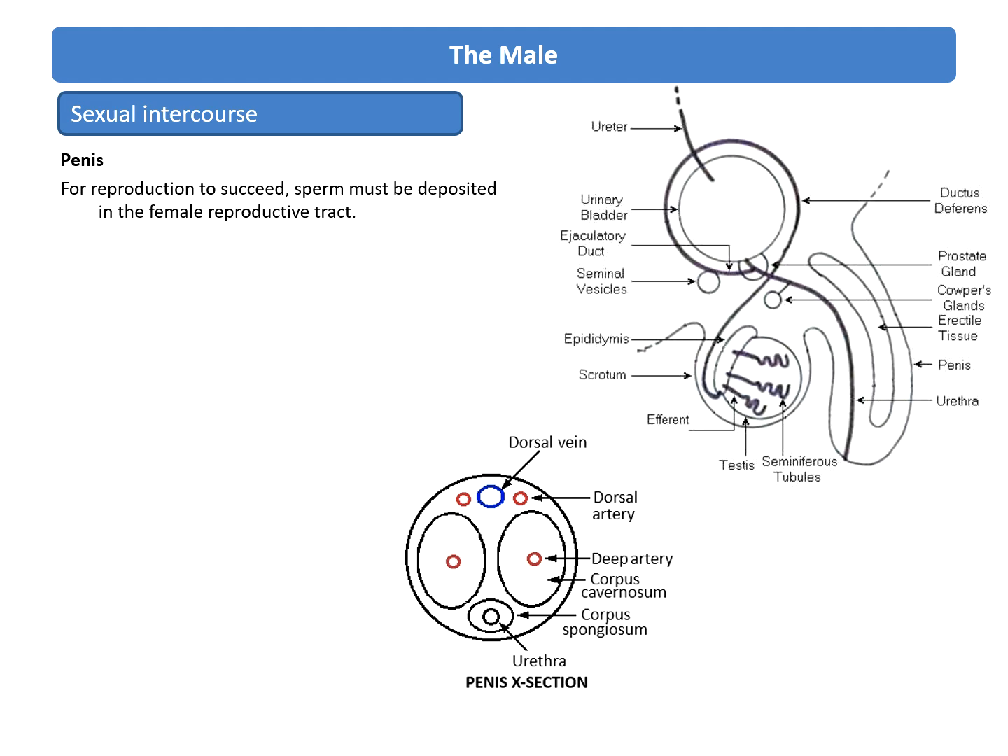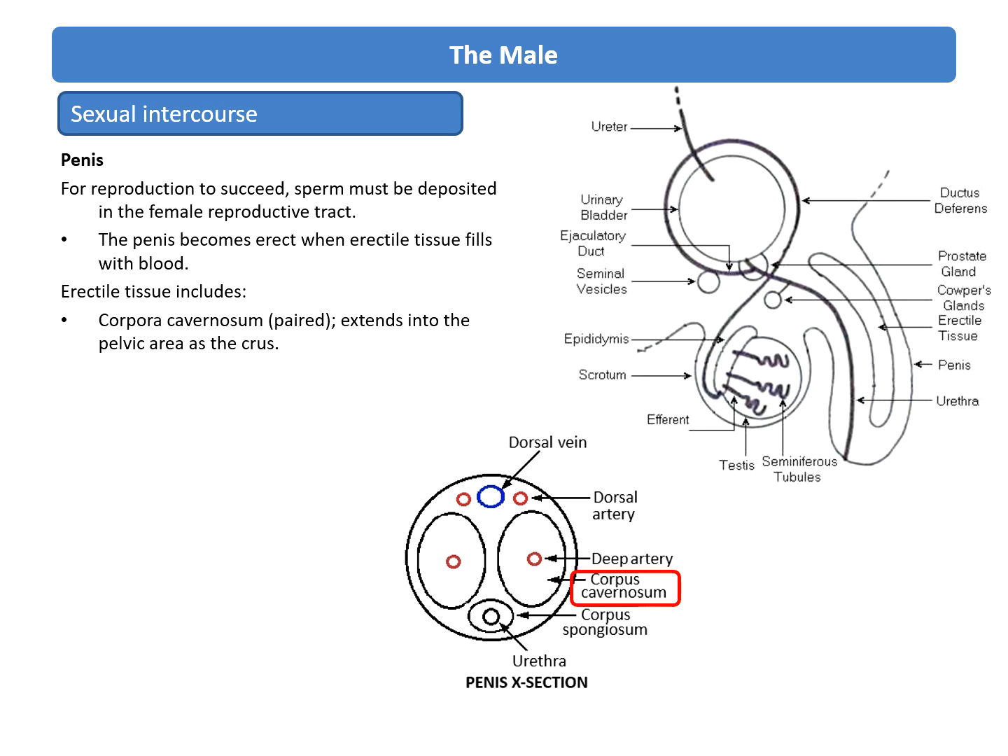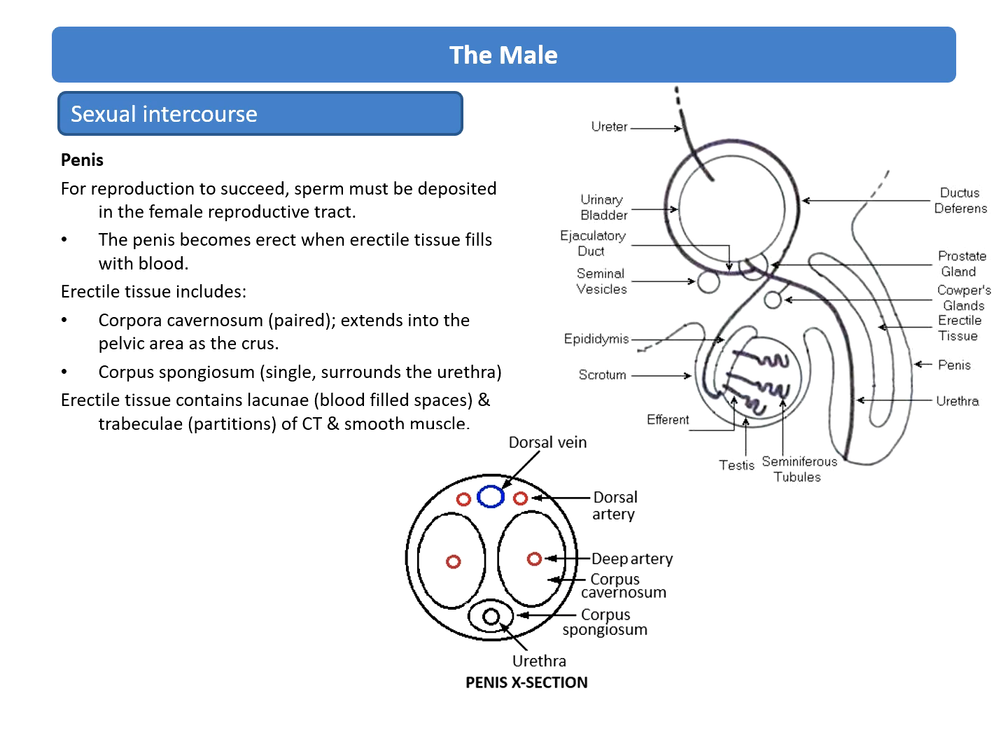In order for reproduction to succeed, sperm must be deposited in the female reproductive tract. The penis becomes erect when erectile tissue is filled with blood. Erectile tissue includes the corpora cavernosum. These are paired bands of erectile tissue. They extend into the pelvic area as the crus. There's also the corpus spongiosum. This is a single band of erectile tissue, and it surrounds the urethra.